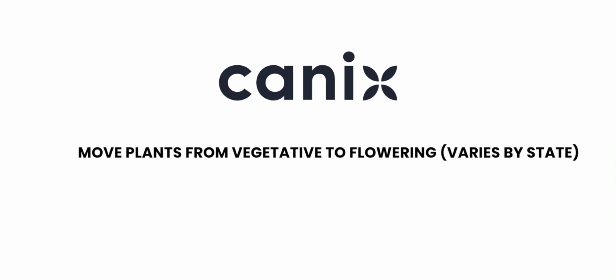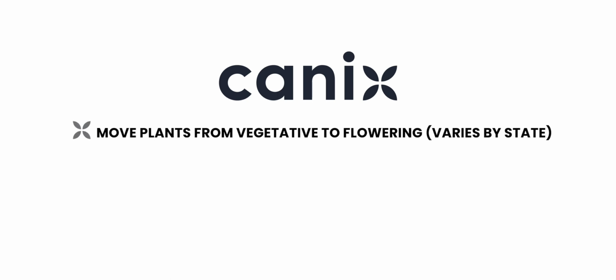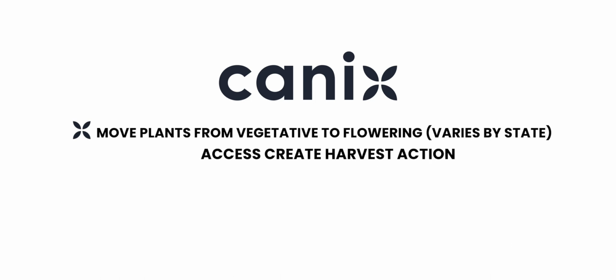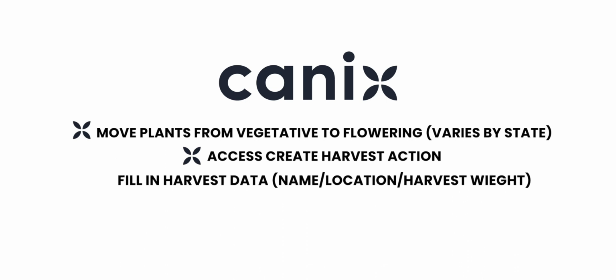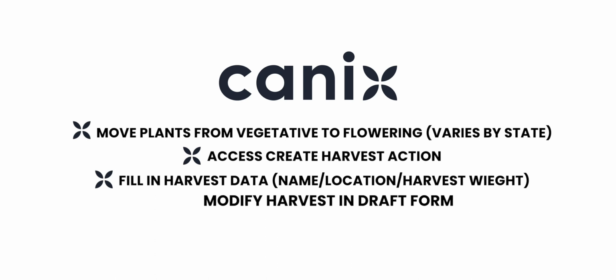So in this video, we showed you how to move plants from vegetative track to flowering track in case your state has a vegetative growth phase. We showed you how to access the Create Harvest action from the flowering track page on Canix. We showed you how to create a harvest with a harvest name, location, and deciding the individual or group weights for the harvested plants, and how to edit and submit a created harvest draft from the Canix web application.